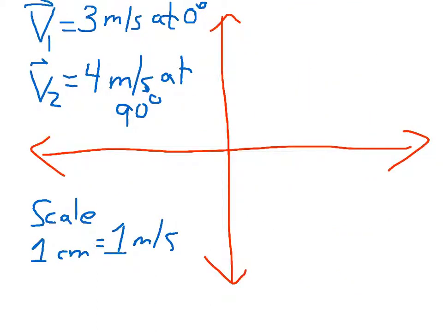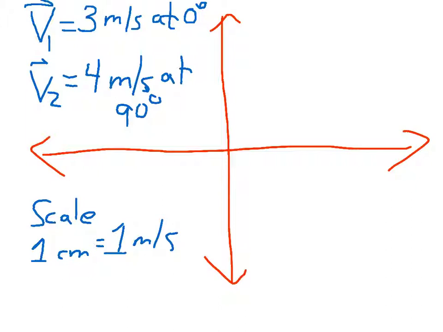Okay, so let's start with a sample problem. I have two vectors here, two velocity vectors. Vector 1 is 3 meters per second at 0 degrees. Vector 2 is 4 meters per second at 90 degrees. And I've defined my scale down here. 1 centimeter is 1 meter per second.